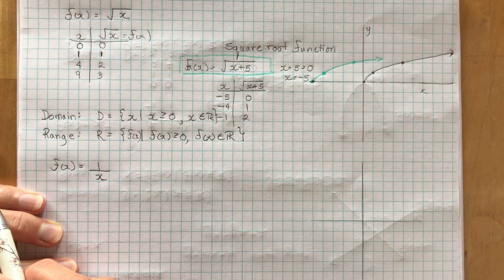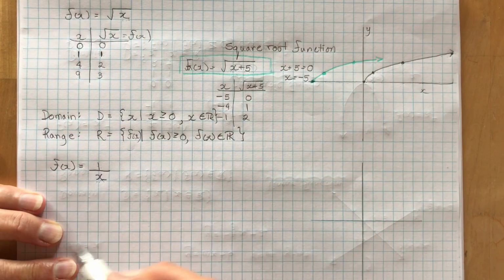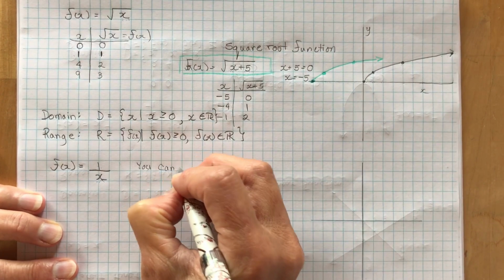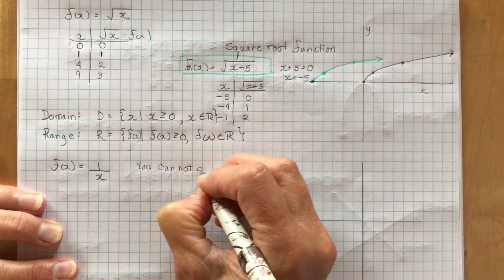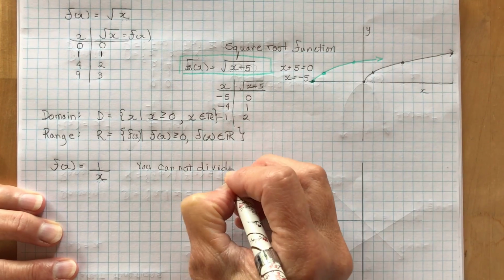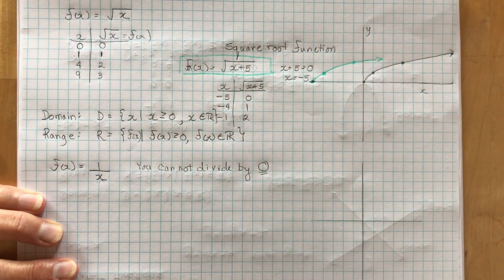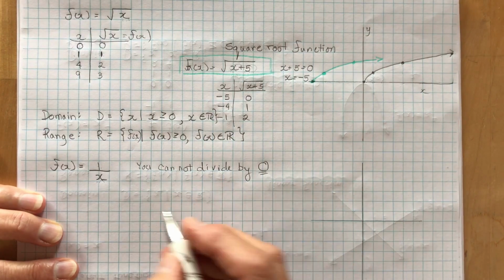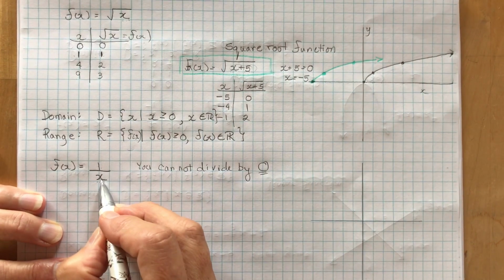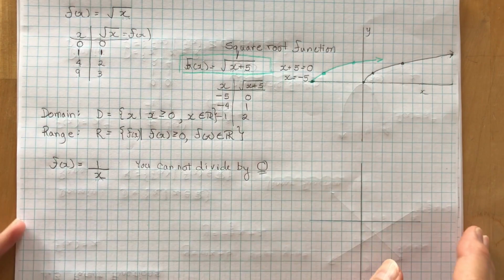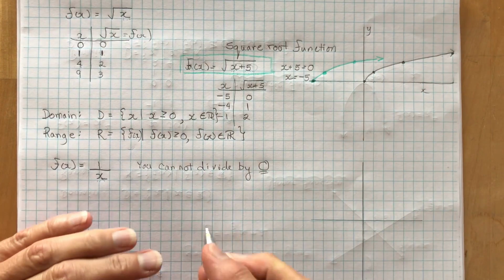That is the most important rule in mathematics, is that you cannot do what? I hope you're saying it to yourself. You cannot divide by 0. You can't divide by 0. So if you can't divide by 0, you can't put a 0 here. What that means for this function is that it is going to have an asymptote.